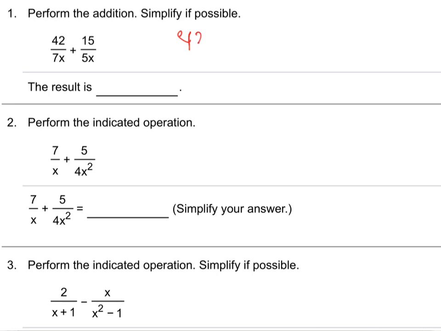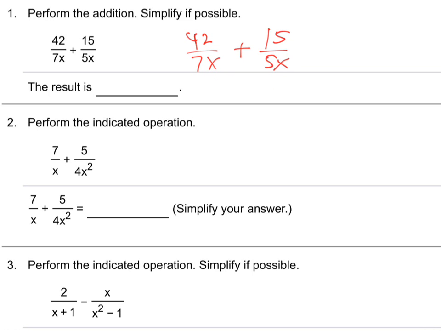So let me rewrite this one over here. 42 over 7x plus 15 over 5x. Yeah, so I've got to make those two denominators be the same, huh? So what am I going to do? What can I make 7x? So I'm looking at 7x and 5x, thinking, got to make them the same, because you can't add or subtract fractions unless the bottoms match, huh?